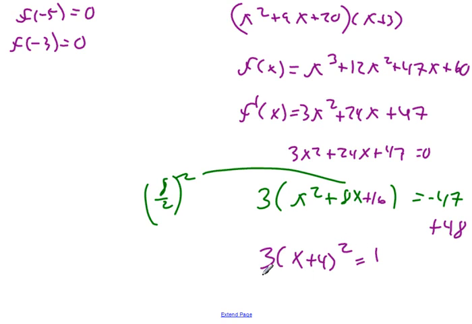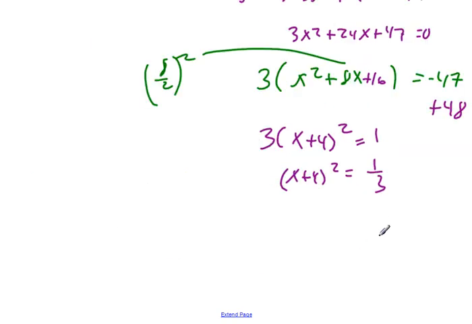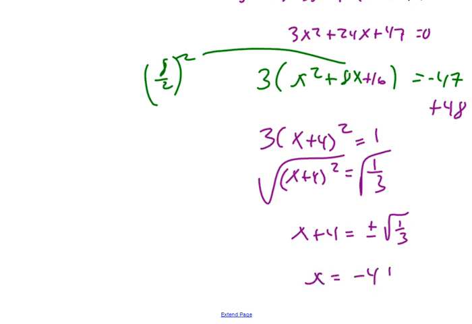All right, let's just go ahead and divide by 3. So x plus 4 squared equals 1/3. And we'll extend down. And what else we got to do here? So let's go ahead and take the square roots. So that's going to be x plus 4 equals plus or minus radical 1/3. And finally, I'm just going to subtract 4. So negative 4 plus or minus radical 1/3.